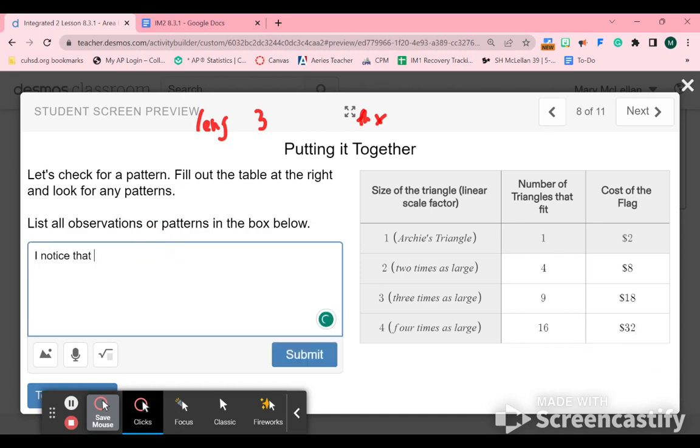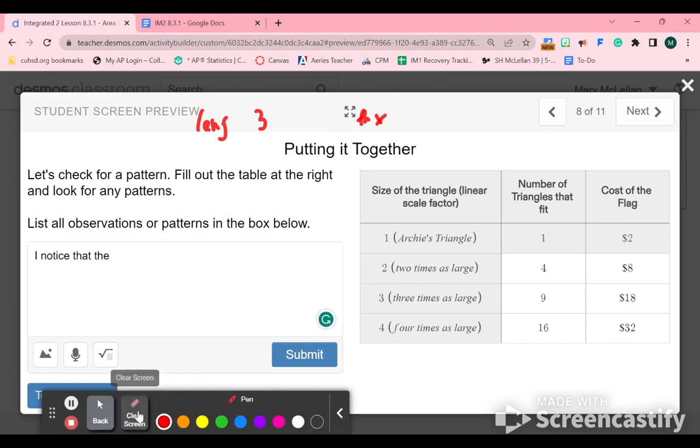I noticed that the one thing I notice is that the linear scale factor is the square root of the area scale factor. I'm calling this the area scale factor because I started with an area of 1 and I multiplied that by 16.